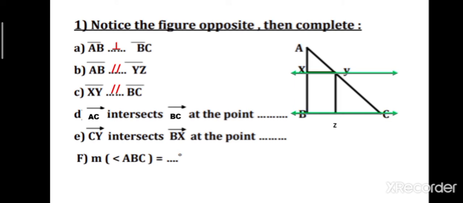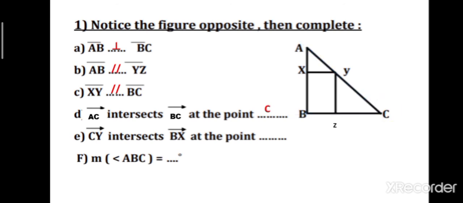Number D. AC and BC intersect each other. AC intersects BC at point. You can notice here that AC and BC intersect each other at point C, the point where they meet, or the point of intersection. So they intersect at point C.